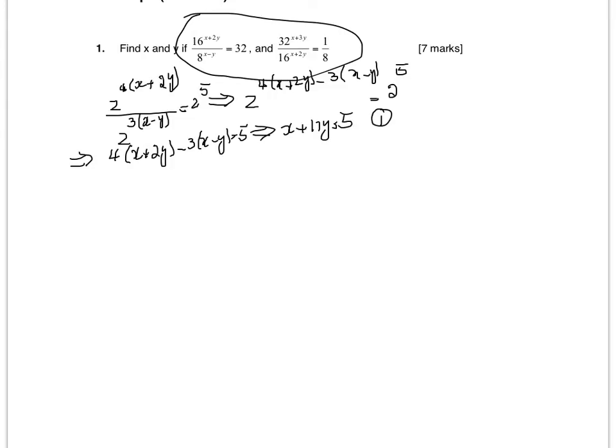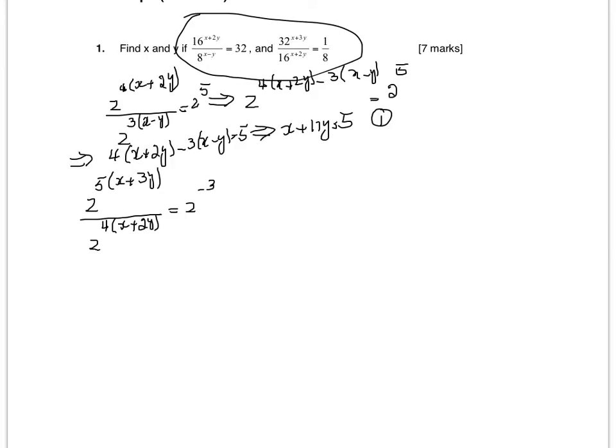Now I'm going to do the same thing for the second one. 32 can be written as 2 exponent 5, but we have power to power, so it's going to be 2 exponent 5 times x plus 3y over 16, which is 2 exponent 4, so I can write it as 2 exponent 4 times x plus 2y is equal to 1 over 8. 1 over 8 is 2 exponent negative 3.